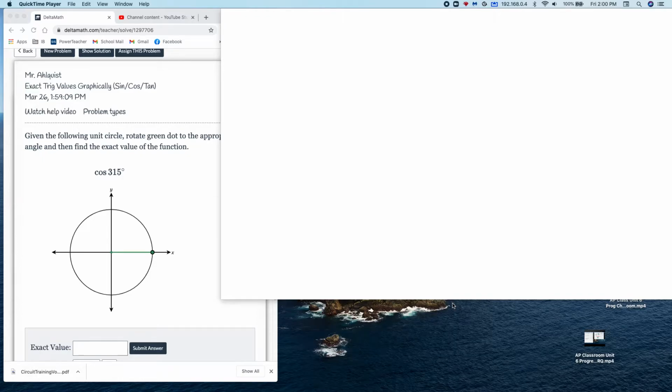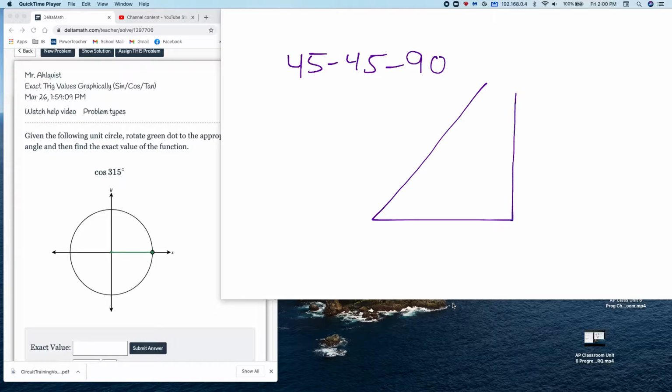Kind of what we've talked about. You got 45, 45, 90 triangles. And when you look at those, the hypotenuse is 1. This is 45 degrees. The opposite side is the square root of 2 over 2. And the adjacent side is the square root of 2 over 2.